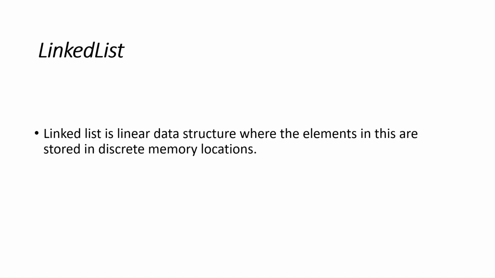Now let us discuss another important class that is available in the util package, that is LinkedList. A linked list is a linear data structure where the elements are stored in discrete memory locations. Since we remember the concept of array, an array is also a linear data structure, but the difference between the array and the linked list is that an array stores the elements in continuous memory locations, but the linked list stores them in discrete memory locations, and this is going to be advantageous for us.